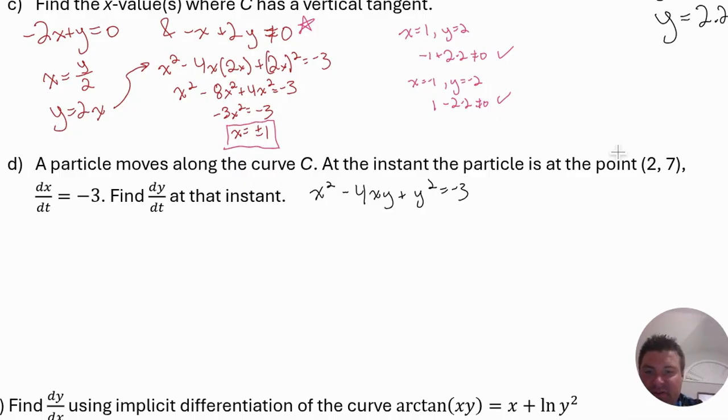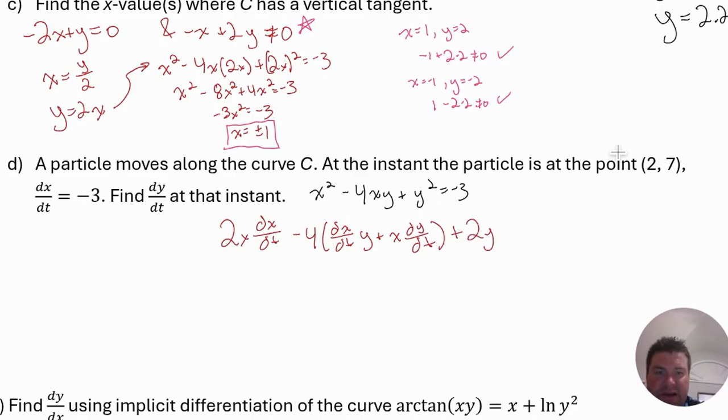So first derivative is going to be 2x dx/dt minus 4. Pull out the minus 4 there, just to make sure life's so much easier so we don't forget this product rule when we mess it up. This is going to be dx over dt times y, plus x dy/dt, plus 2y dy/dt equals the derivative of negative 3, which again is 0.